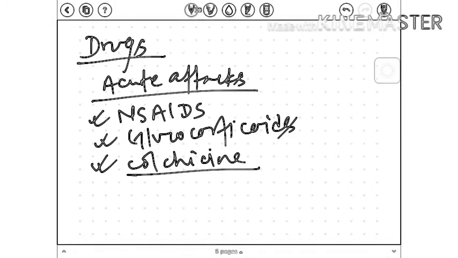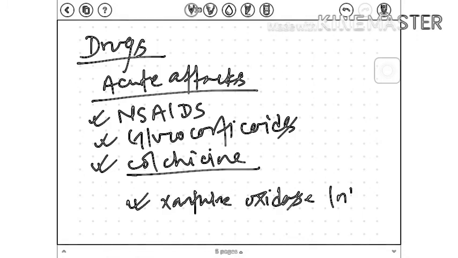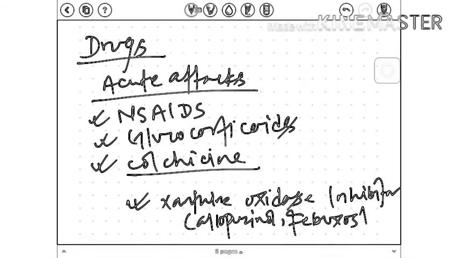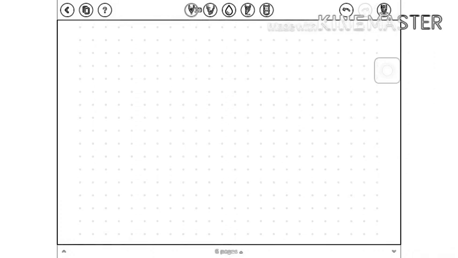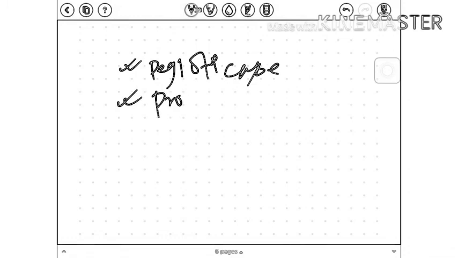But we need to take note that patients with multiple recurrent attacks of gout can be placed on preventive therapy to reduce the uric acid level in the body. We can give them the xanthine oxidase inhibitors. That can be allopurinol and febuxostat. Another drug that we can give can be pegloticase. And another drug we can give can be probenecid.